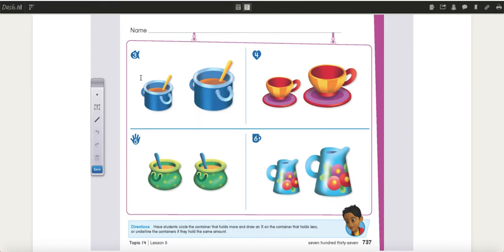Okay, so here we're going to circle the container that holds more and draw an X on the container that holds less. If they are the same, we're going to underline them. So let's look at number 3. What can you tell me about these two pictures?